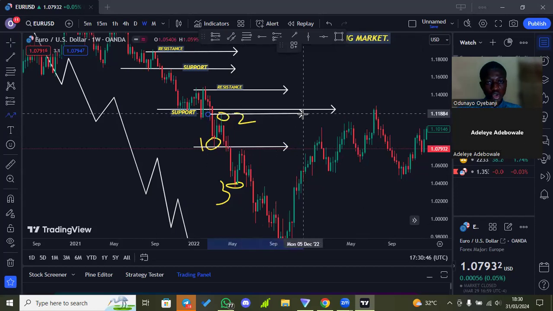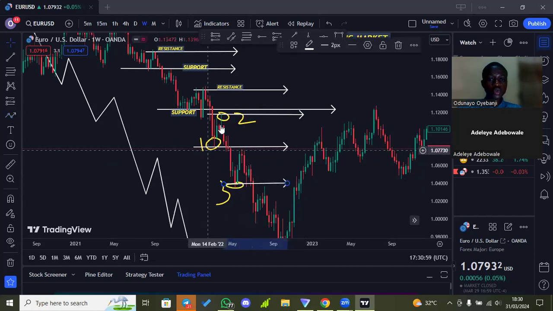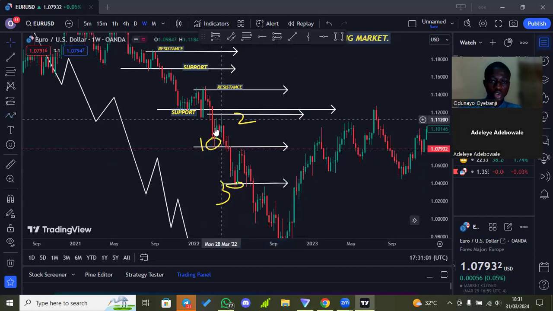The one labeled 2 is called what? Resistance. That's good. Resistance. This one labeled 3 is called what? Support also. Very good.